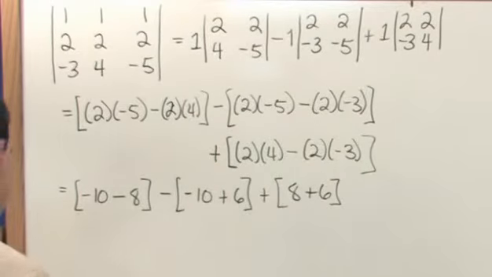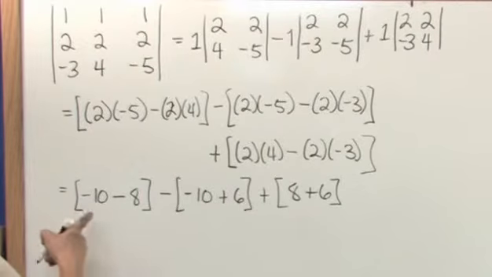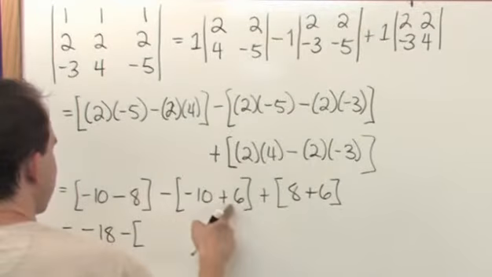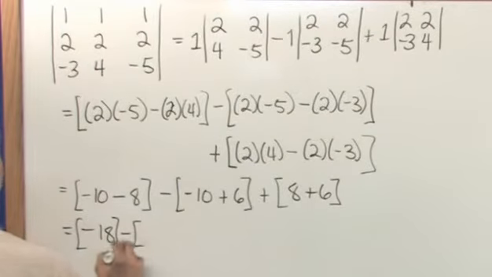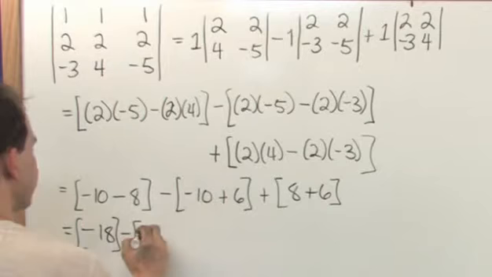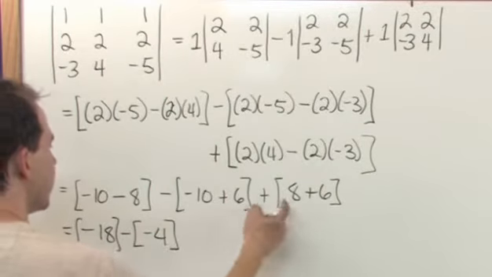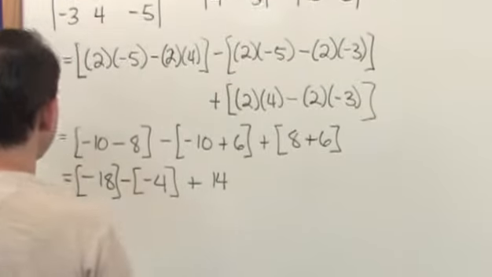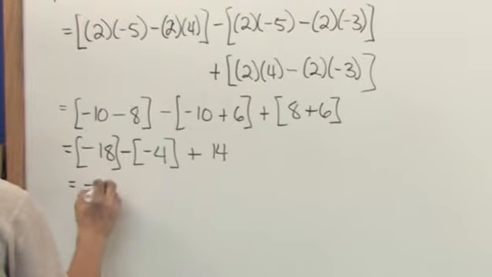So we have 8 plus 6 over there. Over here, you're going to have negative 18. Okay? Over here, on the inside, you're going to have negative 4. And over here, of course, you're just going to have 8 plus 6 is going to give you the 14. So what you're going to have is negative 18.